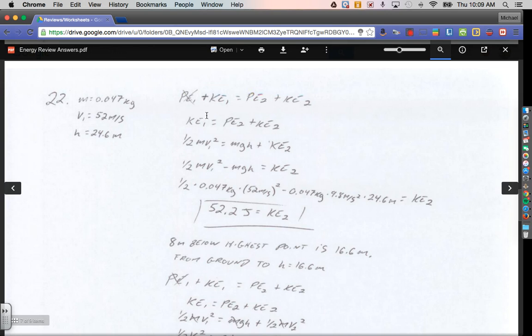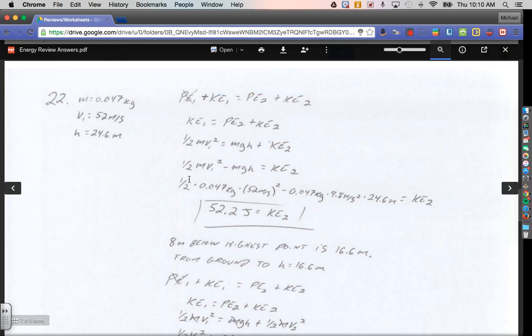So my equation simplifies to KE1 equals PE2 plus KE2. I'm going to expand each of those, and I get 1/2 mv squared equals mgh plus kinetic energy 2. It's asking for kinetic energy, not how fast it's moving, so I'm just going to solve for KE2 and not make it 1/2 mv squared. I'm going to subtract mgh over to my left side, which is why I have 1/2 m initial speed squared minus mgh on my left side of the equation.